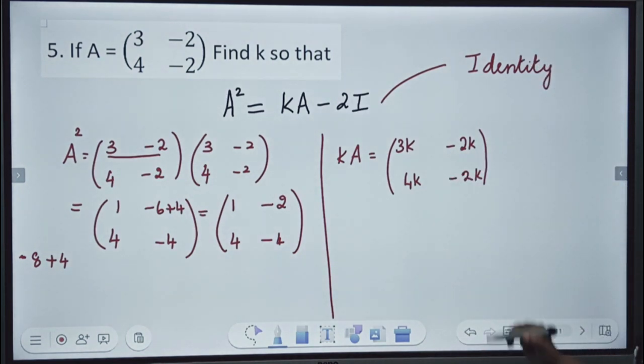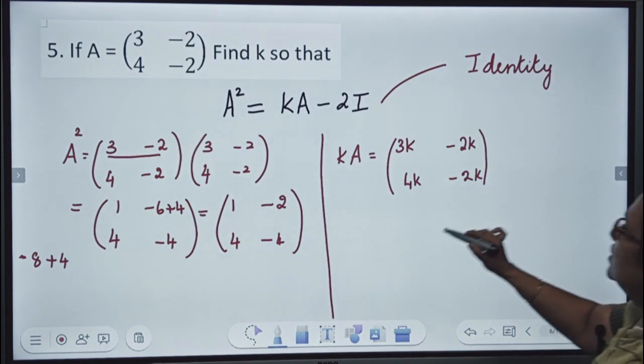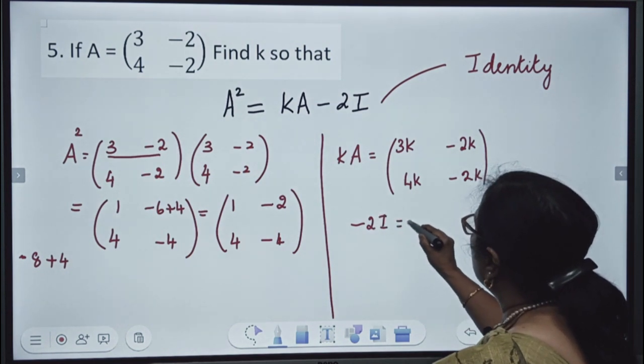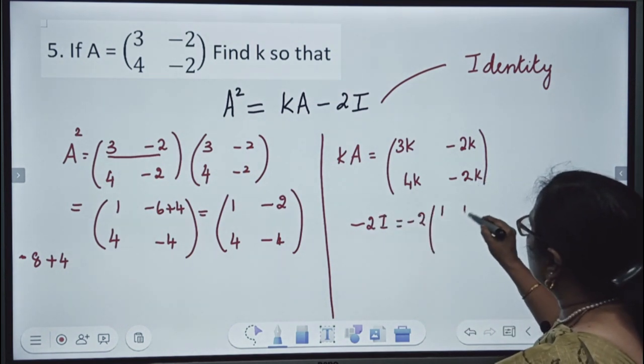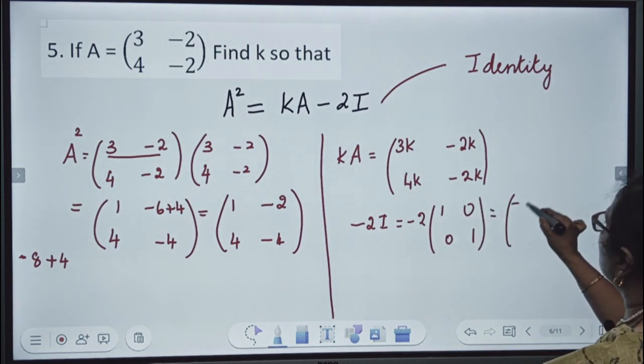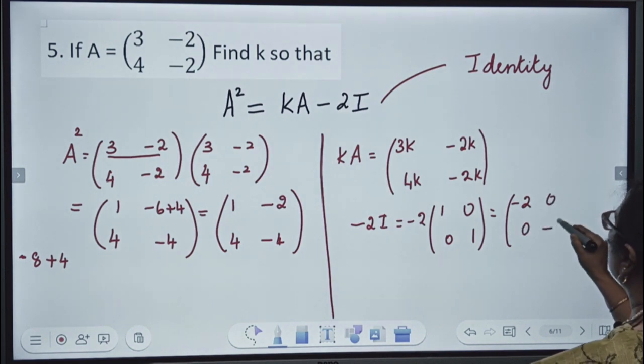Now, when we are dealing with matrices of order 2 by 2, then I will also be of order 2. When you are multiplying I with a matrix of order 3 by 3, then I is also assumed to be of order 3, 3 by 3. So Ka is this, minus 2I will be minus 2 into 1001, which is minus 2, 0, 0, minus 2.